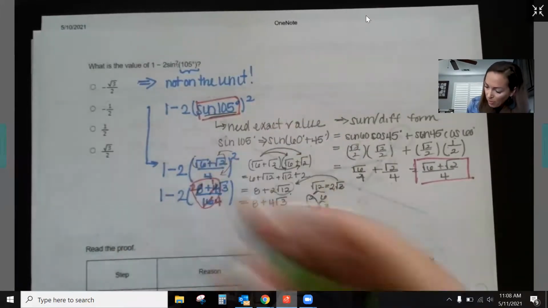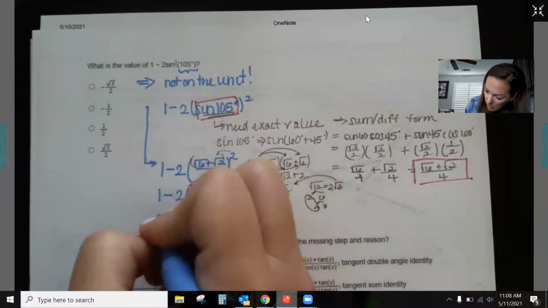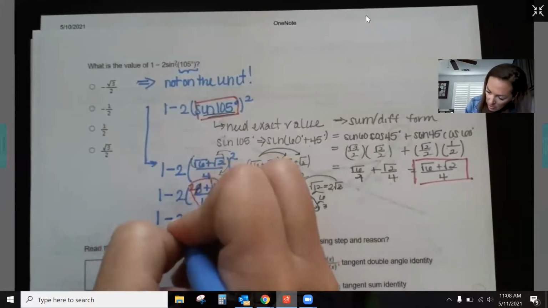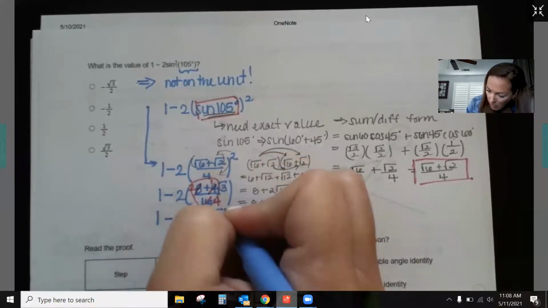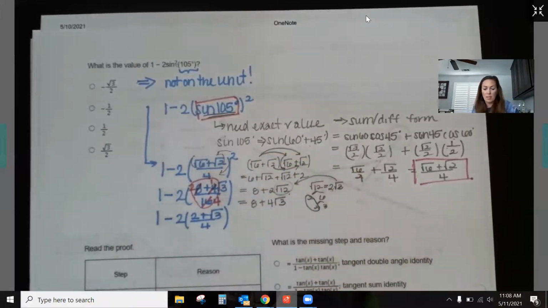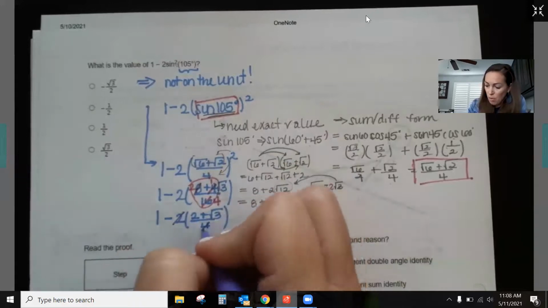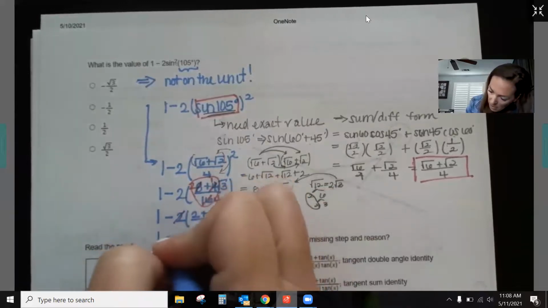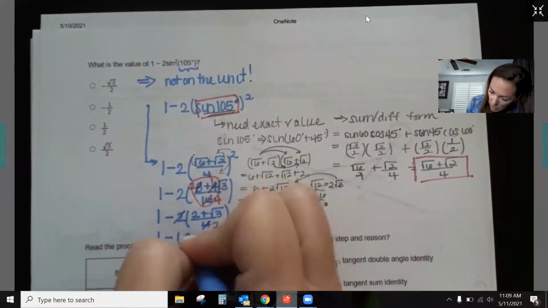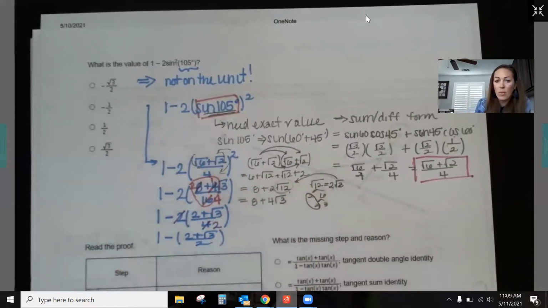So I end up with 1 minus 2 times 2 plus the square root of 3 all over 4. Not done. Look here. 2 goes into 4 2 times. That's simplified nicely. So now I have 1 minus 2 plus the square root of 3 all over 2.